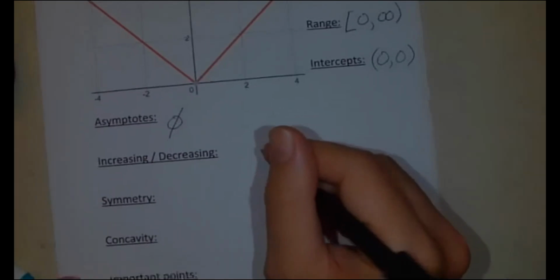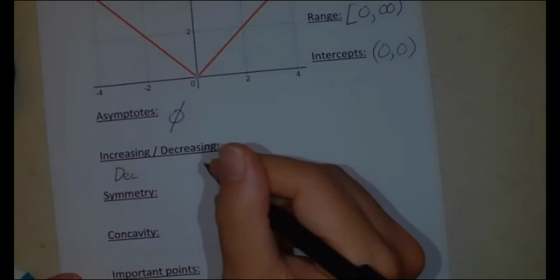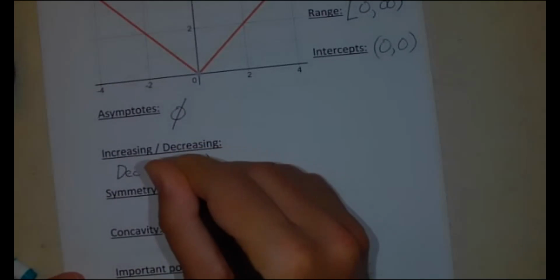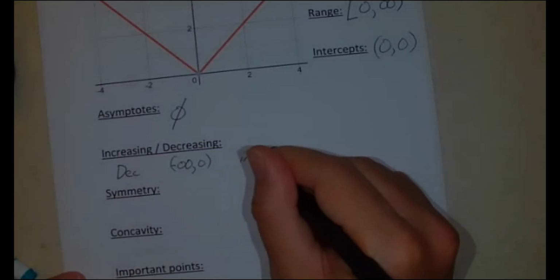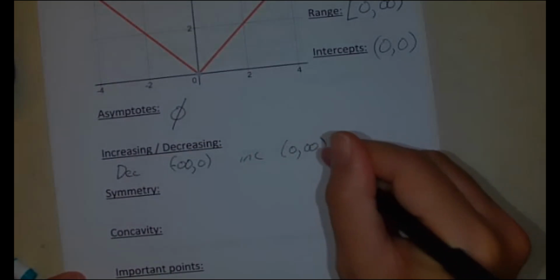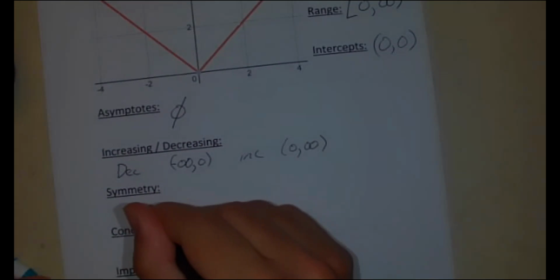Asymptotes, it doesn't have any. Increasing or decreasing? Well, it is decreasing. I'm going downhill from negative infinity to 0, and I am increasing. I'm going uphill from 0 to infinity. Hopefully you get my joke. Am I increasing or decreasing at 0? No. Symmetry, it has even symmetry.